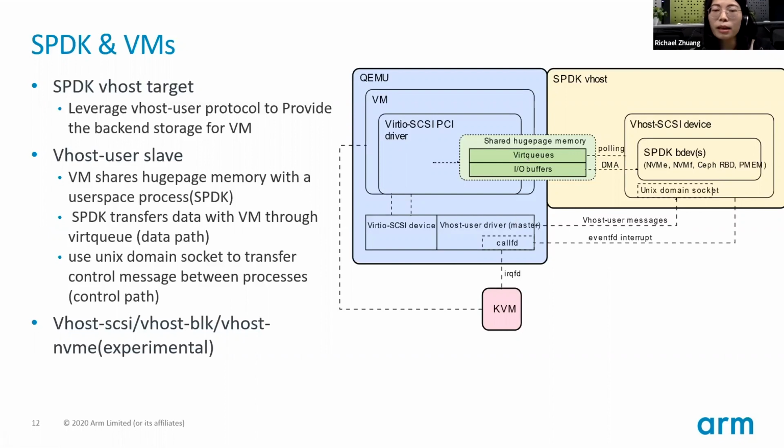Now, SPDK vhost supports vhost-scsi, vhost-blk, and vhost-NVMe. The vhost-NVMe is still experimental. You can refer to the SPDK documents or the source code for details. And this is the general introduction of how SPDK provides storage for virtual machines.